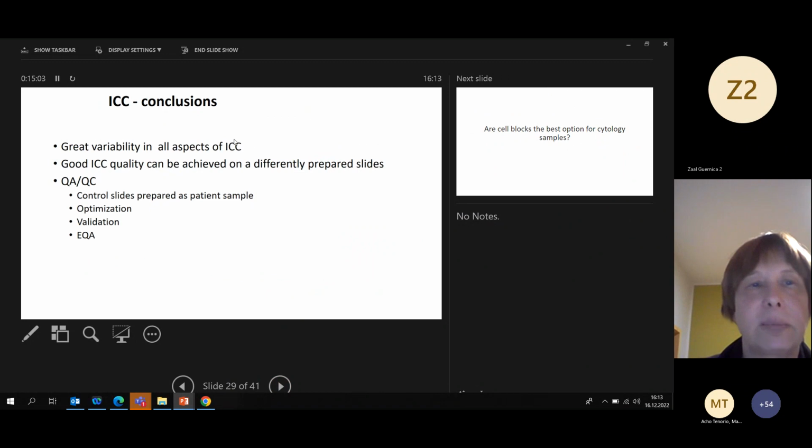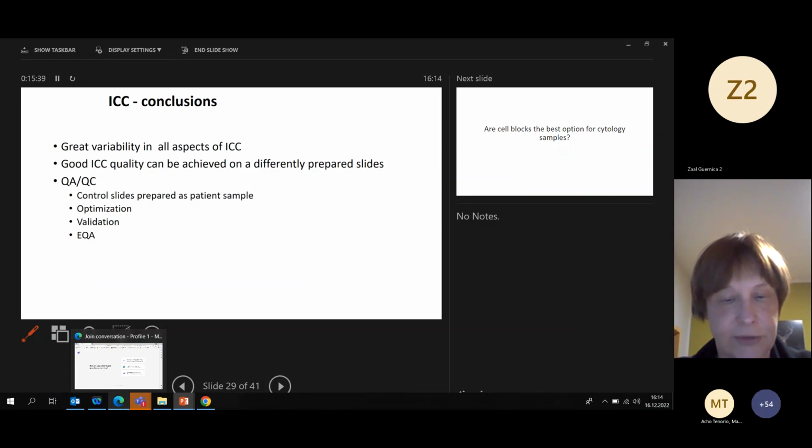So great variability in all aspects of ICC is definitely a reality, and good quality can be achieved on differently prepared slides. However, it's mandatory to use appropriate quality assurance and quality control measures, such as control slides prepared in the same way as patient samples, proper optimization and validation, and of course participation in an external quality control service.